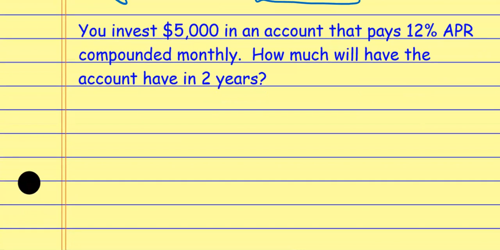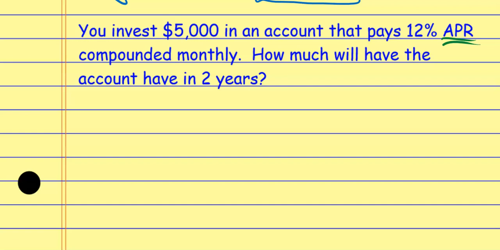If we look at this one, it says you invest $500 in an account that pays 12% APR compounded monthly. How much will the account have in 2 years? And so right here, there's a lot of issues in terms of the units. If you're not familiar with this term APR, APR is annual percentage rate. So it's basically saying 12% per year, compounded monthly. How much is it going to be in 2 years? And so the units are all over the place here.